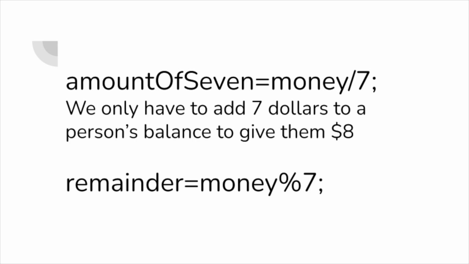But remember, if we have any leftover money after giving out all of the 7s possible, we have to distribute it. We can find out the amount of money we have to distribute to the last person by finding the remainder of dividing our money by 7, which can be found by doing money mod 7. Now that we have all the variables we need, let's deal with the rules we have.